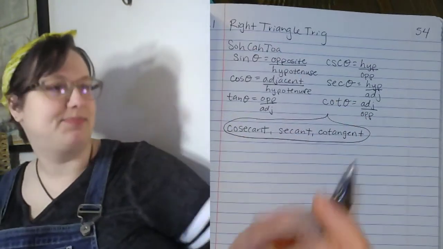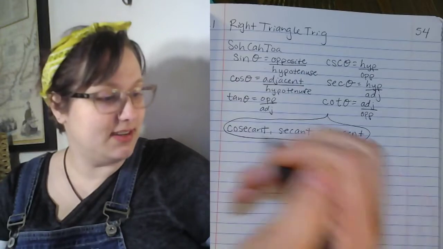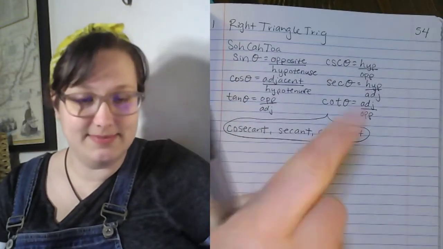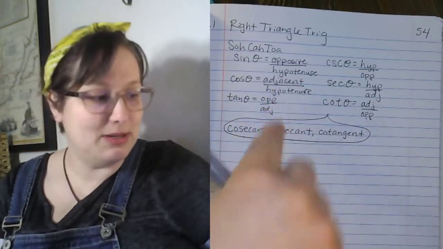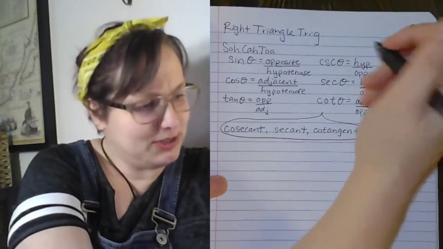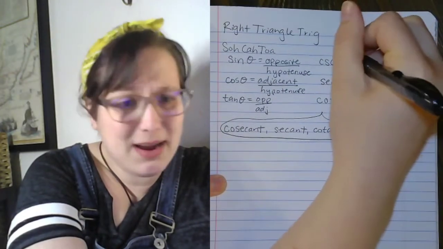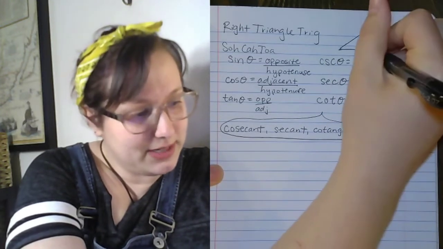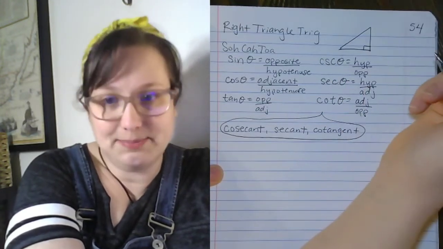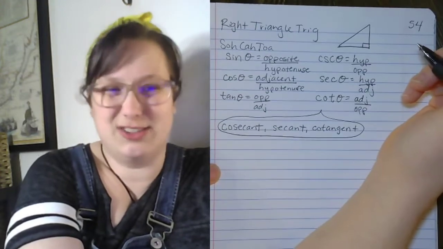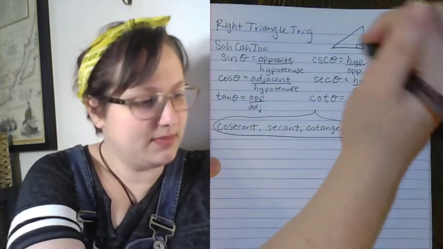Okay, so let's use this in context. That was information. That was your little FYI. This is your reminder. I should probably draw you a triangle so you know what I'm talking about. This, by the way, only works for right triangles. That's why it's called right triangle trig. These things don't work for other triangles, so it has to be a right triangle.